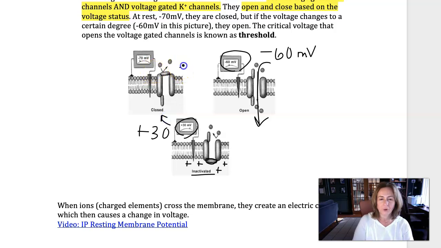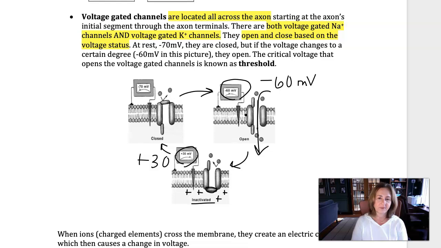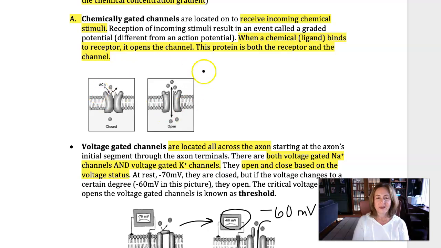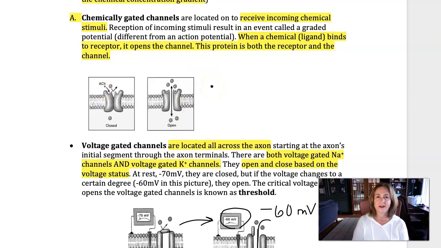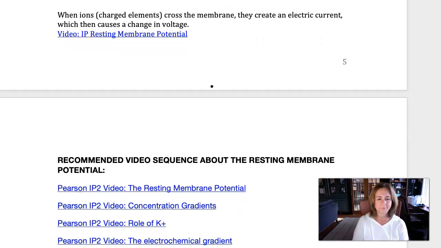So if we depolarize it to threshold, if we change the electric charge inside a certain amount, that causes it to open. And then when a certain amount of ion comes in, it'll inactivate, and then it will eventually go back to closed. So that's how the voltage-gated sodium channel works. And the voltage-gated sodium channel, that's what you see on the axon. This is going to generate an action potential, compared to the chemically gated channel, which is going to generate a graded potential.